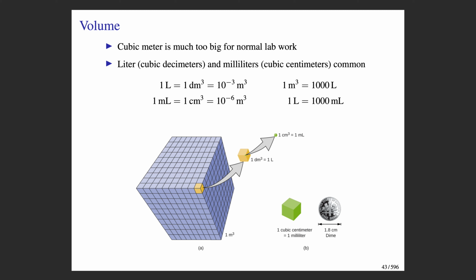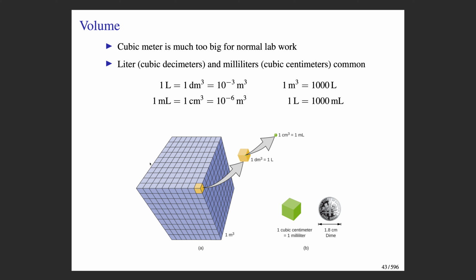We often work in milliliters as well. 1 milliliter is equivalent to 1 cubic centimeter. And so here's that conversion factor. 1 milliliter equals 1 cubic centimeter, and that would be 10 to the minus 6 cubic meters.